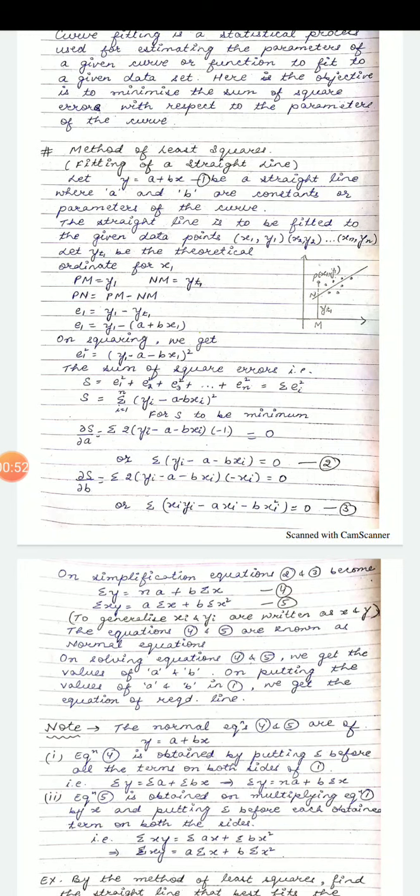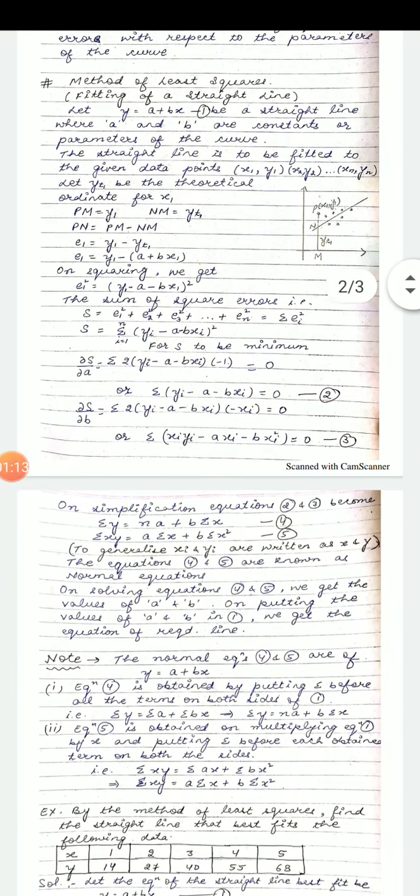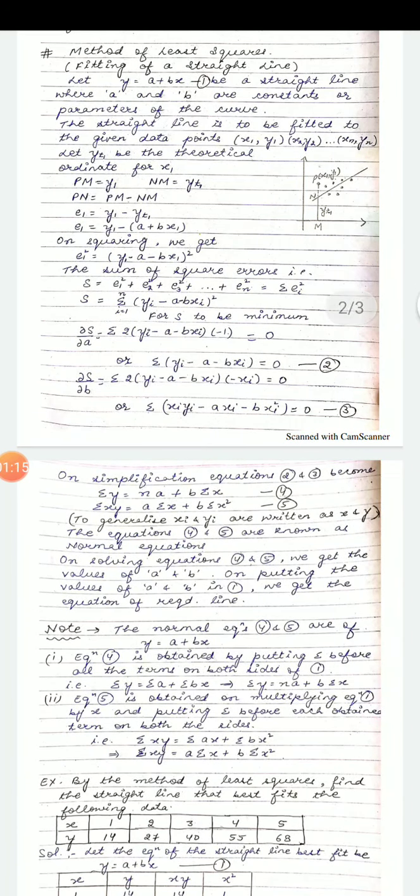So we have taken an arbitrary point (x1, y1). The point is not exactly on the line, so the point N is on the line, whose x coordinate is the same as point P, and the y coordinate we have assumed to be yt1. So PM is y1, NM is yt1, and PN, that is PM minus NM, is the error in the value of the y coordinate.